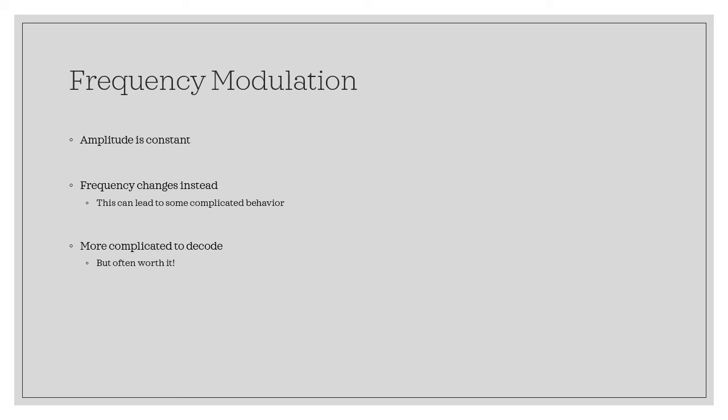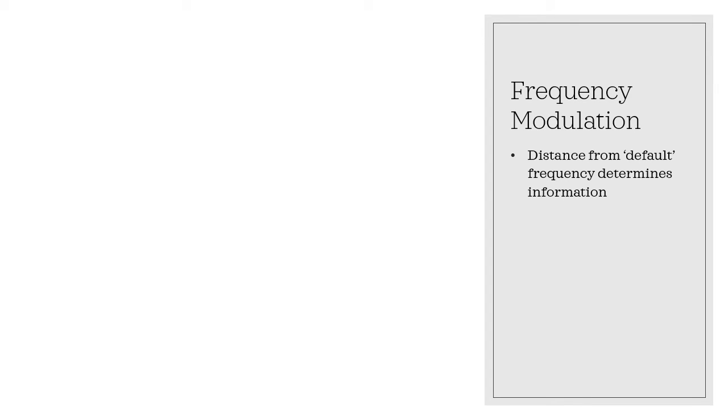It's also, because of the complicated behaviors, more complicated to decode, but because of the increase in information, it's more often than not worth it to put the effort into decoding it. So we're going to do a little schematic of frequency modulation. And it's going to involve the distance from our default frequency. So if our frequency is increasing from our default frequency, that's going to change our input signal. And if it's decreasing relative to our default frequency, that's also going to change our input signal.